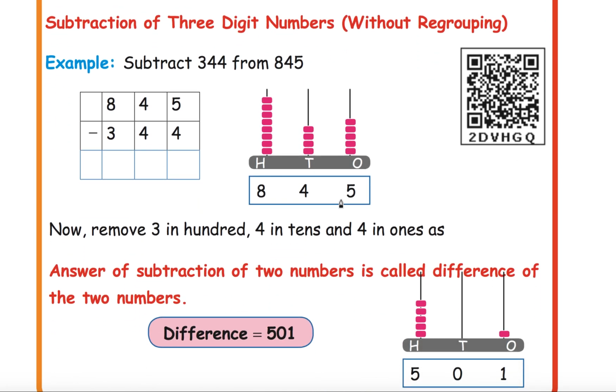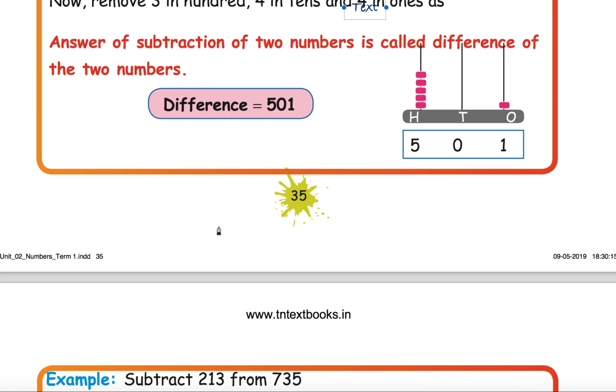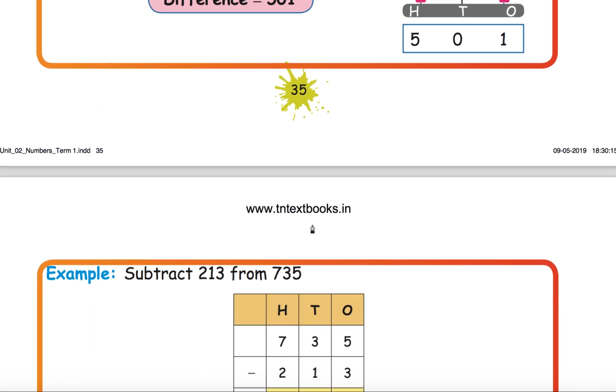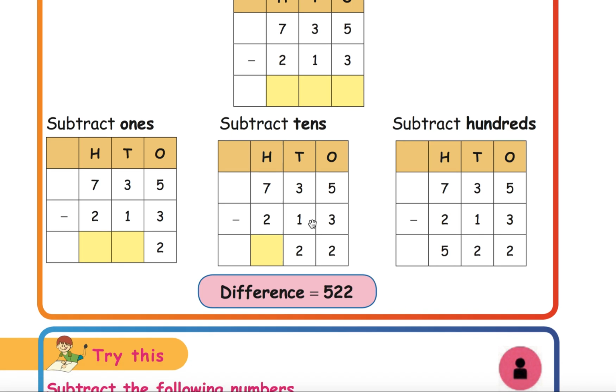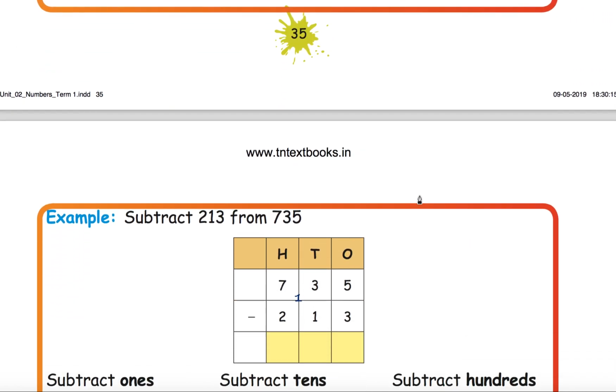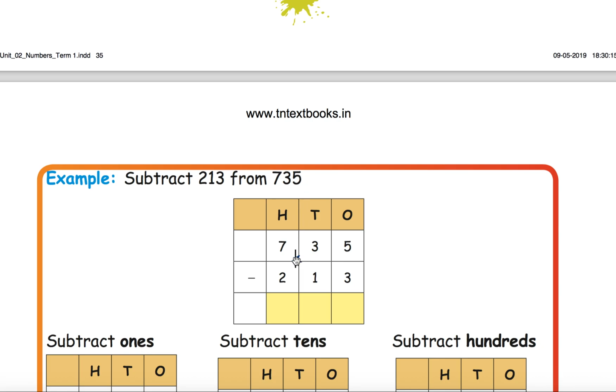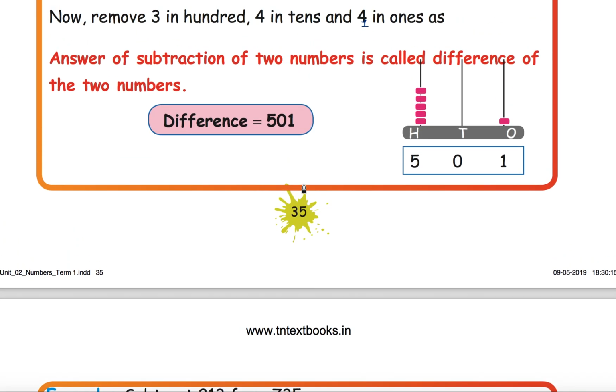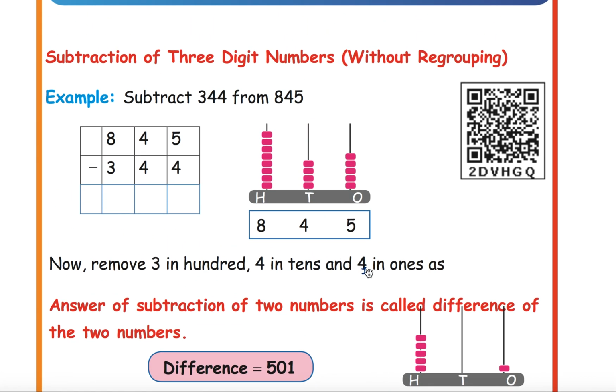Subtraction of 3-digit numbers without regrouping. 5 minus 4, 1. 4 minus 4, 0. 8 minus 3, 5.